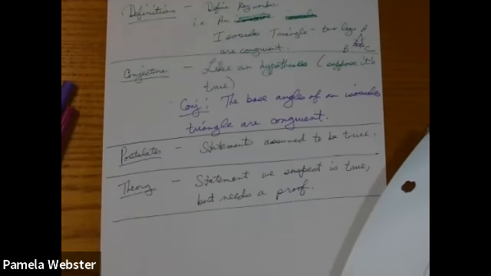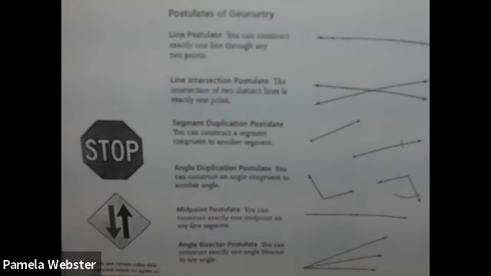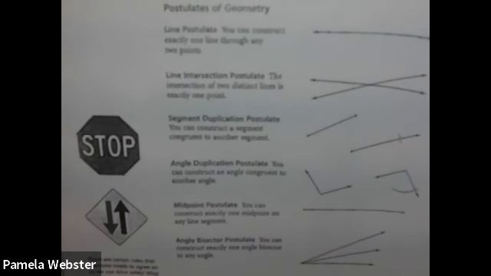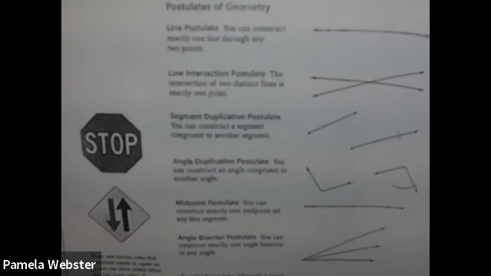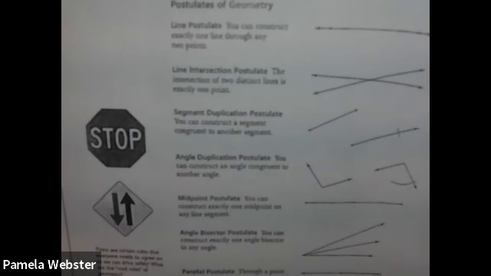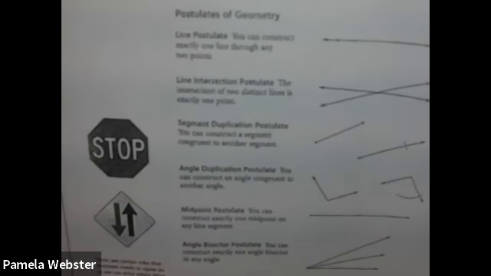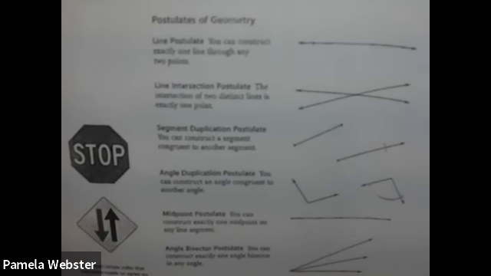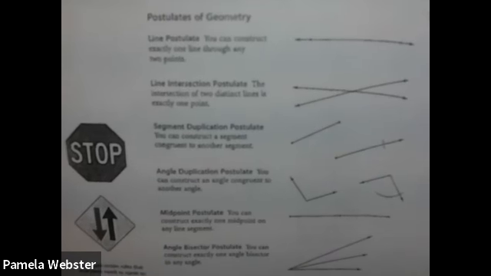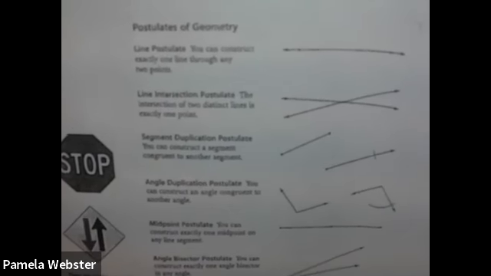So for instance here, I'm looking at my postulates list again. The second one says line intersection postulate. The intersection of 2 distinct lines is exactly 1 point. We know that. The only time it's not exactly 1 point is when we had 2 lines and they were on top of each other, right? And then they wouldn't be distinct. So yeah, okay, that makes sense.